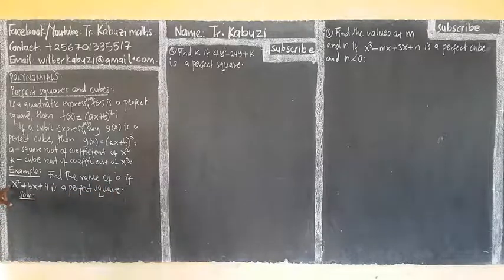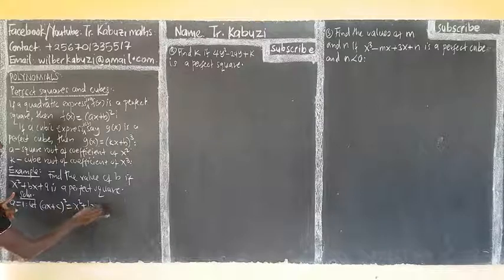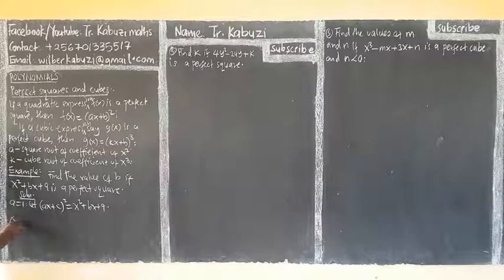Let us now find the value of b if this is a perfect square. Here my coefficient of x squared is 1. The square root of 1 is 1. We take the positive, so my a is 1. So we say (ax + c) squared. I can use any letter, so I use c, and it equals the polynomial we have, because it's a perfect square and should hold for that condition. So my a is 1.